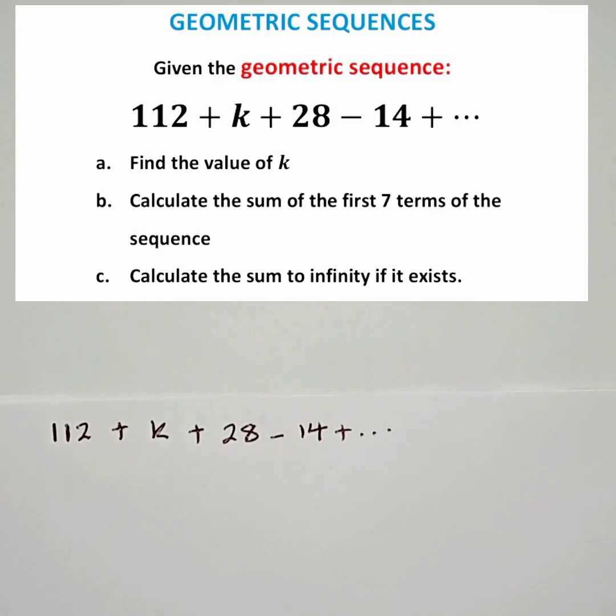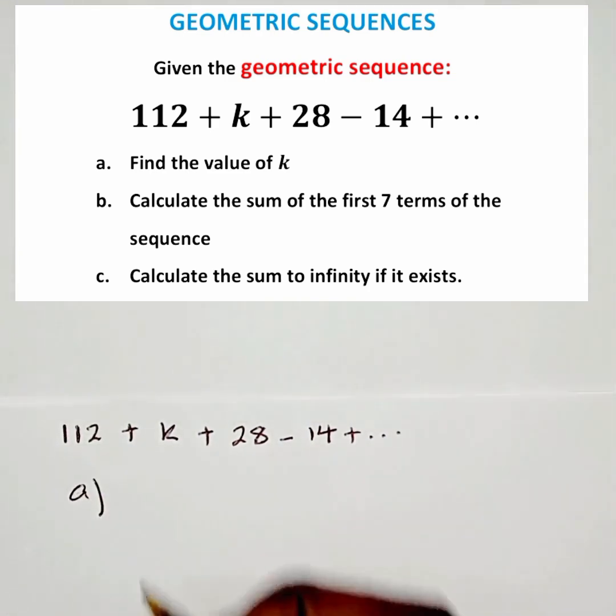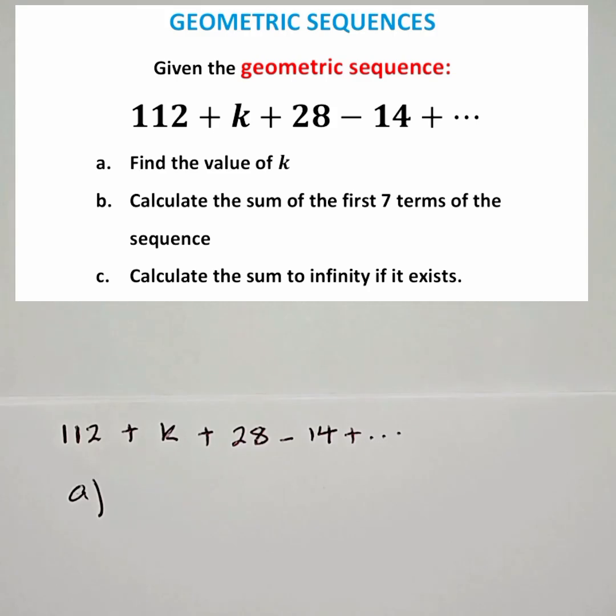In this math tutorial, we are talking about a geometric sequence. Now, the first question, A, requires us to find the value of K. To find the value of K, we need to consider the common ratio, R.